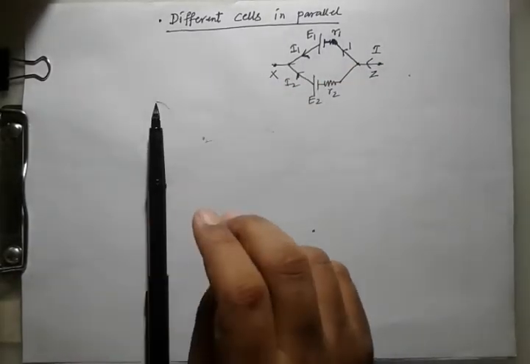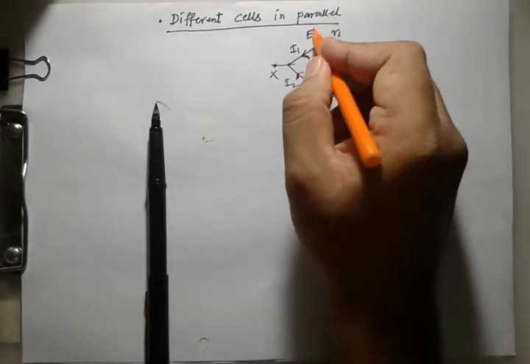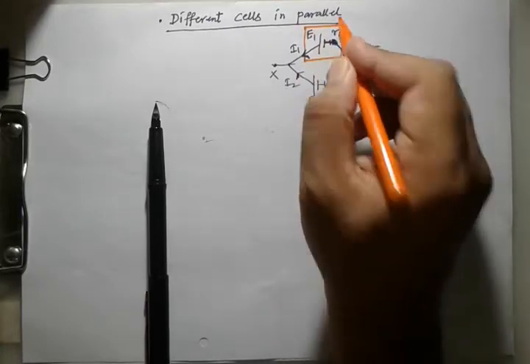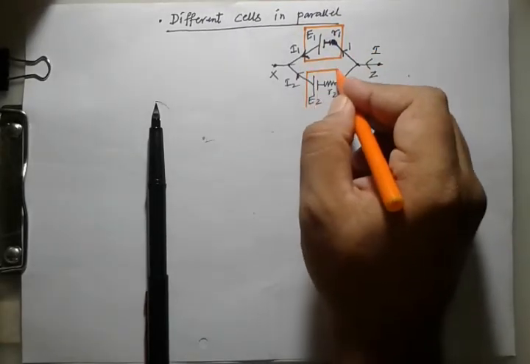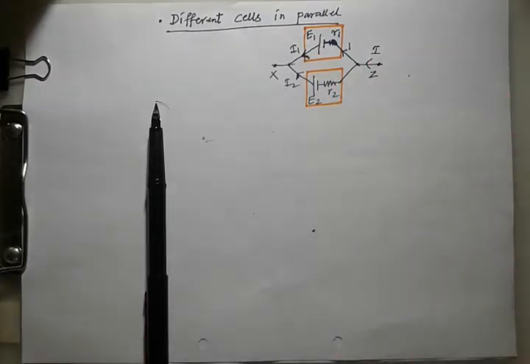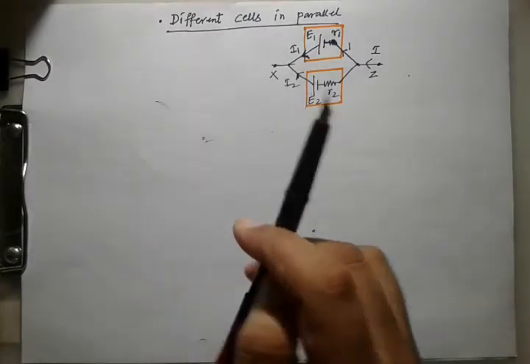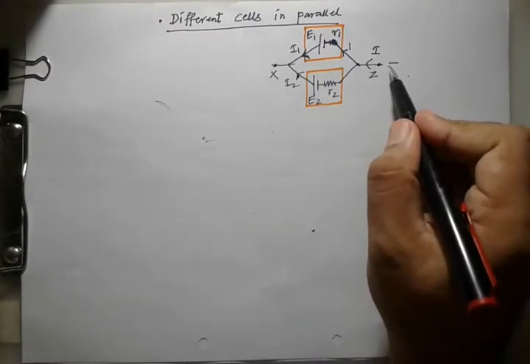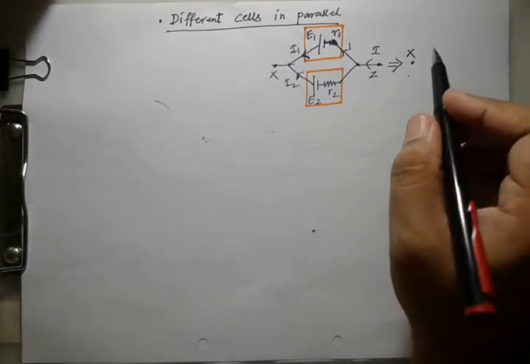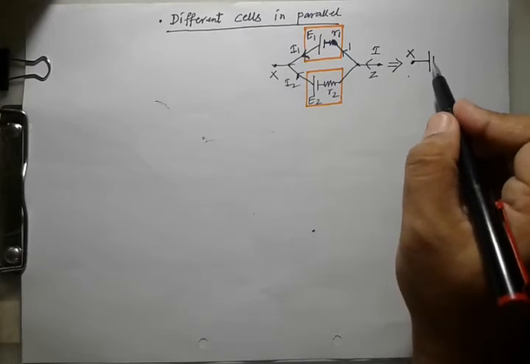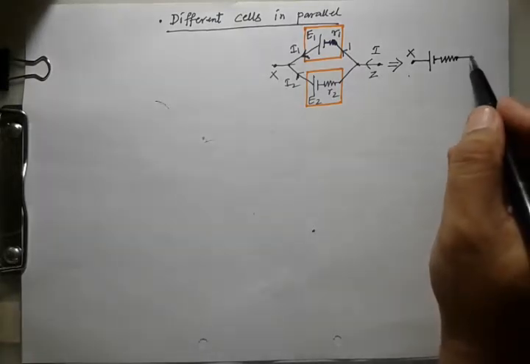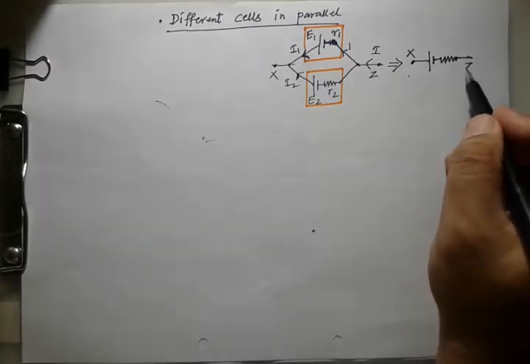So there are two cells here. I'm going to draw them with colors. This is one cell, and this one is another cell. Now, what is the meaning of the combination of cells? With that combination we will draw one cell like this, between the same X point and this Z point.